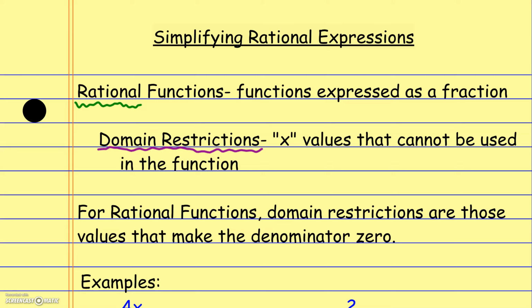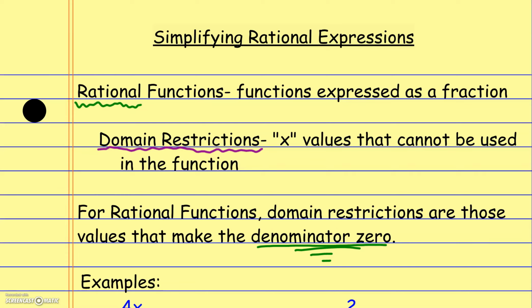What can't x be? For a rational expression or rational function, the restrictions stem from the fact that I can't have 0 in the denominator of a fraction. So here I am with a big giant fraction, and I have to make sure that the denominator does not equal 0. I have to find out which x values will make the denominator 0, and those will be my domain restrictions. So again, for a rational function, the domain restrictions are the things that make the denominator 0. All right, so that's what we're going to be looking for here.